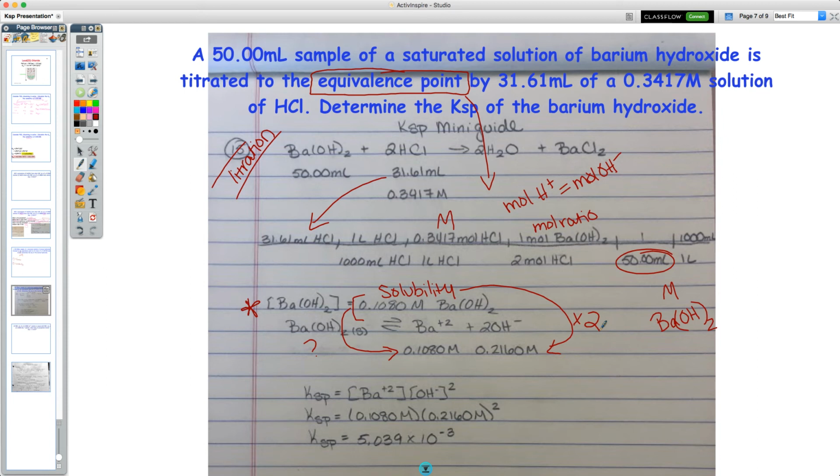On the bottom, I've got my Ksp expression set up. I've got products over reactants, barium 2 plus, OH minus, and that's going to be squared because of our coefficient of 2. We take those numbers, we multiply them together, and we get a Ksp of 5.039 times 10 to the minus 3. And that's going to be our answer for this question.